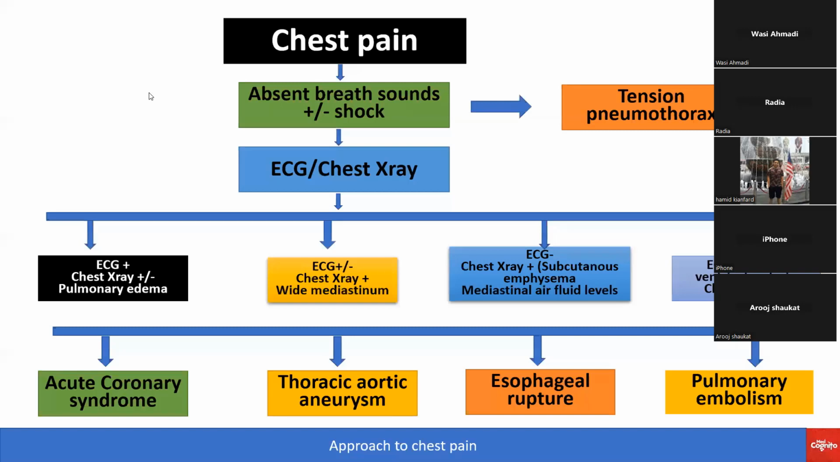So doctors, when you get the replay of this video especially, pay attention to this, because I've dropped a lot of gems, a lot of words, which you need to watch out for when you're preparing for your board exam, because that is what will help you to differentiate between acute coronary syndrome, aortic aneurysm, which will show widening of the mediastinum, esophageal rupture, which will show subcutaneous emphysema on x-ray, and pulmonary embolism.